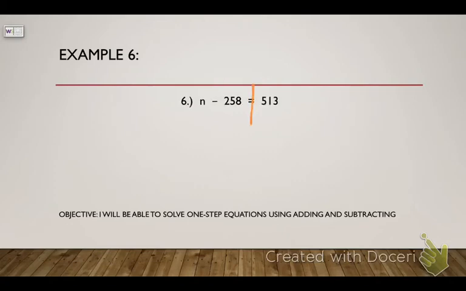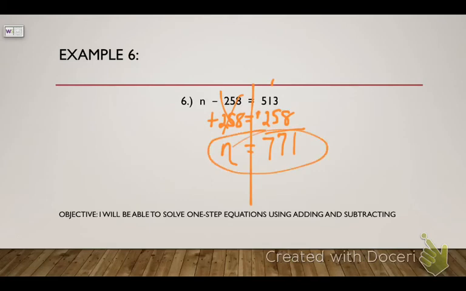Okay, here we go. Draw that line again. The inverse of subtracting is adding, so we're going to add 258 to both sides. Okay. Don't forget to put that symbol of operation. You know, sometimes we just put numbers there and we forget what we're doing. Got to be careful. 3 plus 8 is 11. Carry the 1. 5 plus 1 plus 1 is 7. 5 plus 2 is 7. This creates 0. N equals 771.